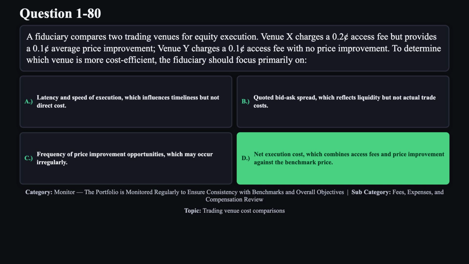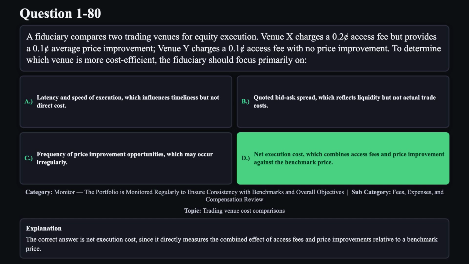The correct answer is D. The correct answer is net execution cost, since it directly measures the combined effect of access fees and price improvements relative to a benchmark price.